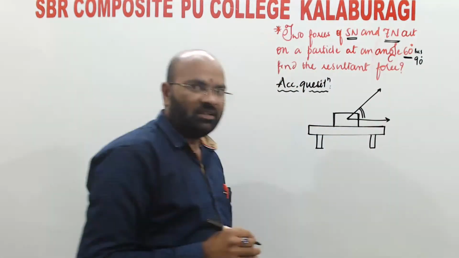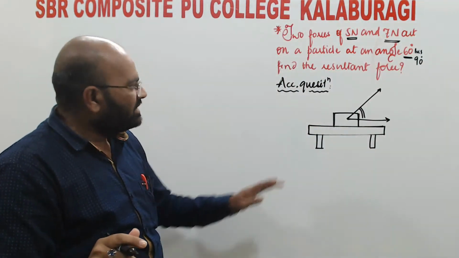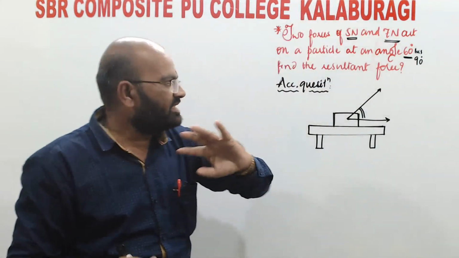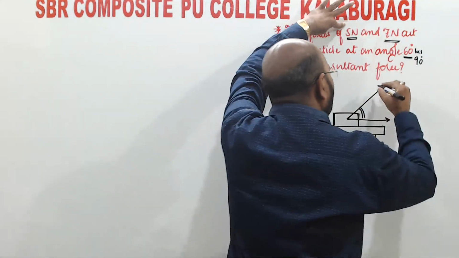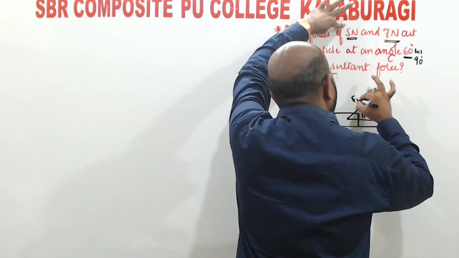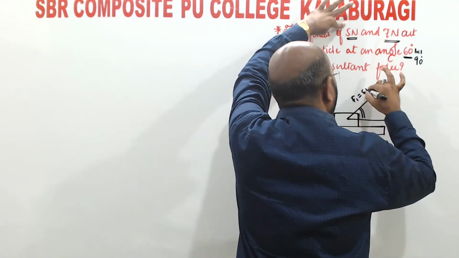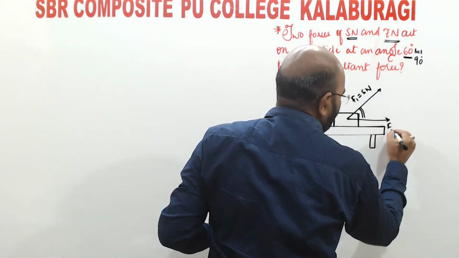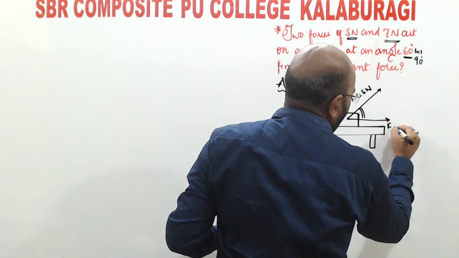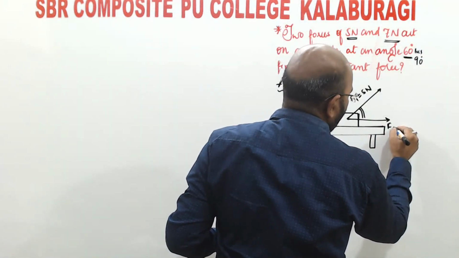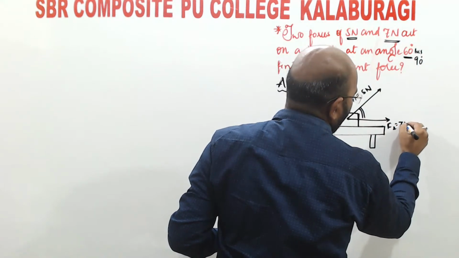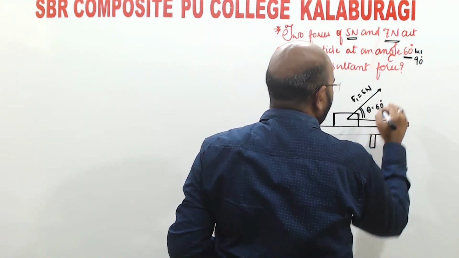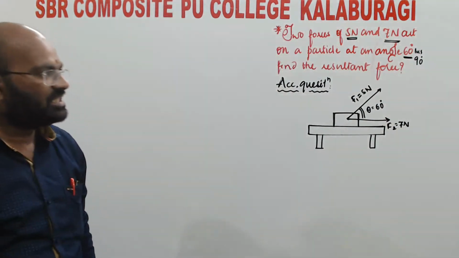Imagine, for the sake of understanding, that no diagram is given for this. Just for understanding, remember the first force is F1 equals 5 Newton. And there is a second force acting on this, F2 equals 7 Newton. It makes an angle theta equals 60 degrees. Then find out the resultant.